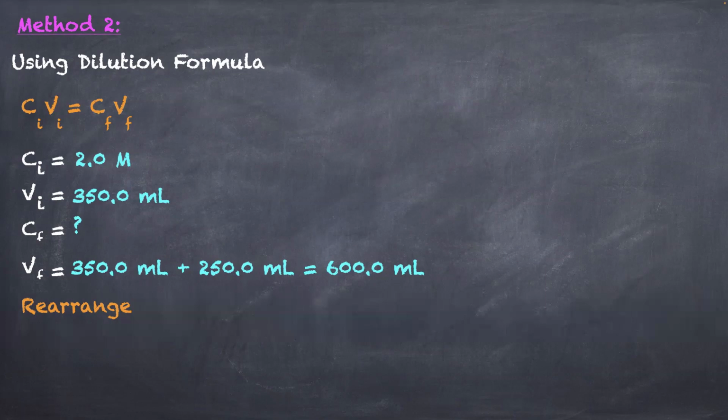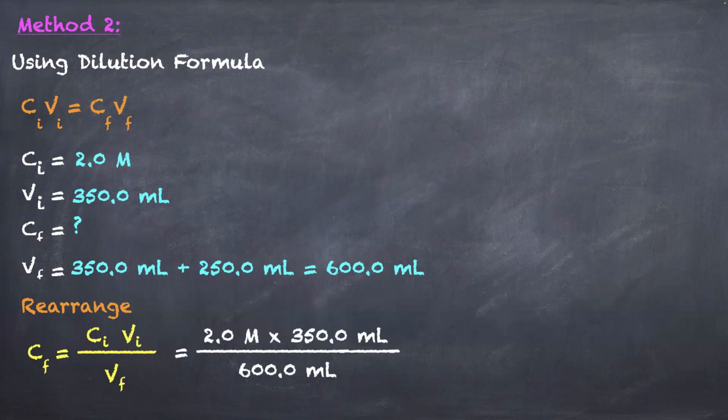To solve for C final, or concentration final, we simply rearrange the equation. We end up getting 2 molar times 350 milliliters over 600 milliliters, and that will also give us the new concentration of 1.2 molar for KBr. So this is the second method. You can use whichever method you like, but they both work.